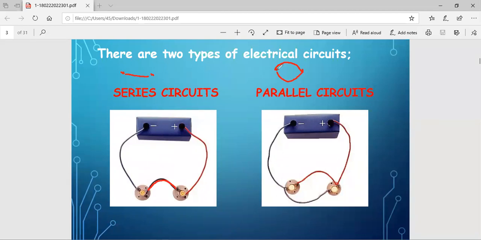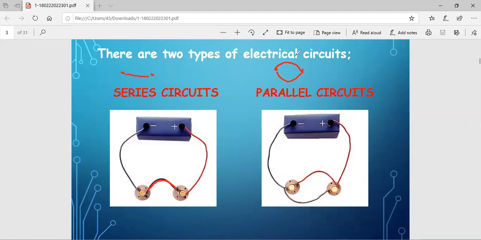So now we understand the difference. In the series circuit, you have one line connecting two points at the same time. In the parallel circuit, you have two lines connecting the same points.